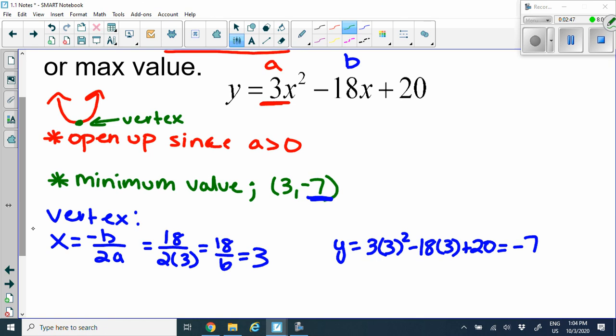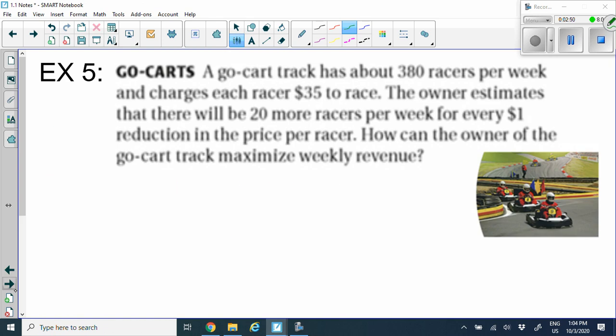Okay, now let's go ahead. We're going to use that information to do example 5. So it says a go-kart track has about 380 racers per week and charges each racer $35 to race. The owner estimates that there will be 20 more racers per week for every $1 reduction in the price per racer. How can the owner of the go-kart track maximize weekly revenue?